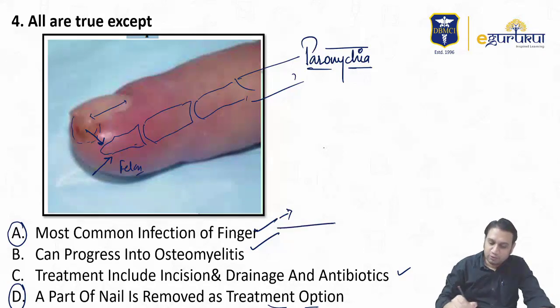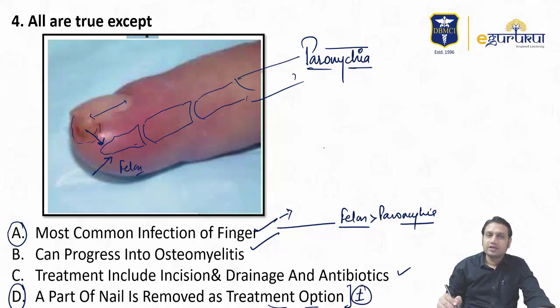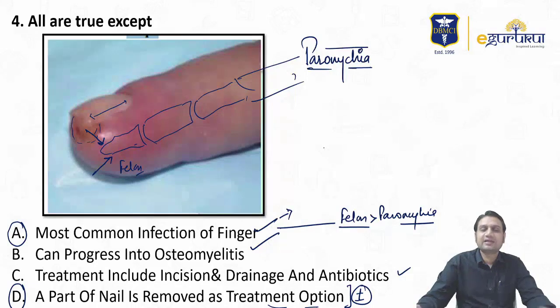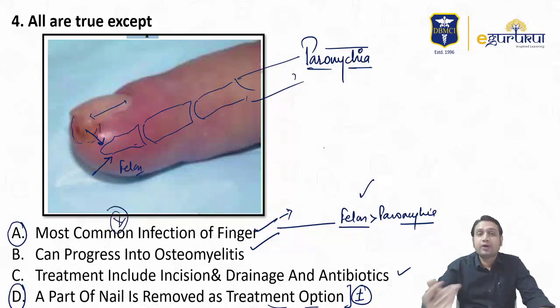So most common infection, felon, paronychia, right? Second, removing part of the nail is plus minus, not always. So you can argue on both of them. I cannot say which one is better, but if they specifically say the infection shown is paronychia, more common is felon. So you can say that one is wrong, but if it is pointing to felon, then we don't need to remove it.